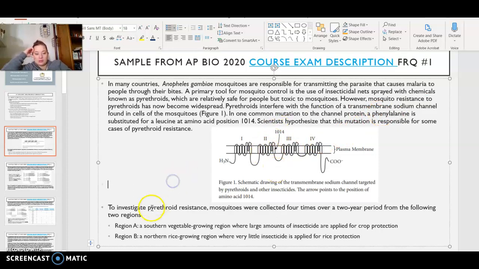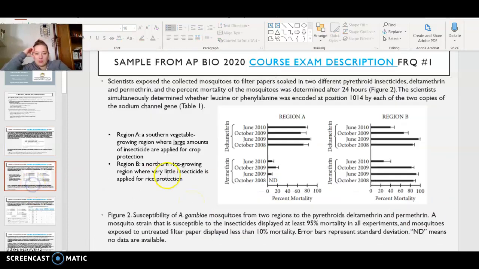Okay, so to investigate P insecticide resistance, mosquitoes were collected 4 times over a 2-year period for the following 2 regions. So I'm going to go to the next slide. So we have region A, vegetable growing region where large amounts of insecticide are applied. So region A has lots of them. It looks like we have 2 chemicals, different times, and percent mortality. So lots of mortality with this one, less mortality with that one.